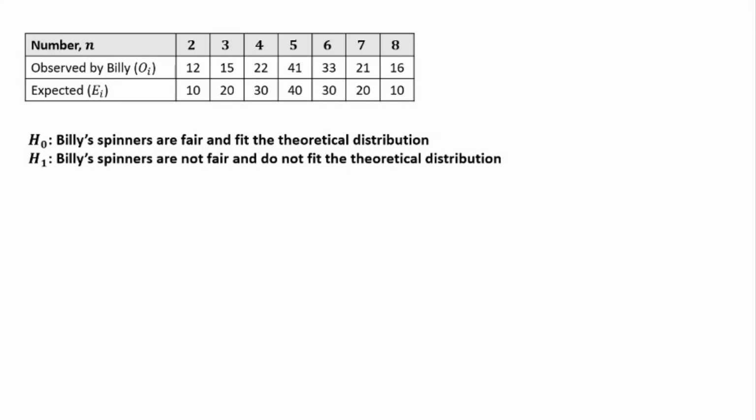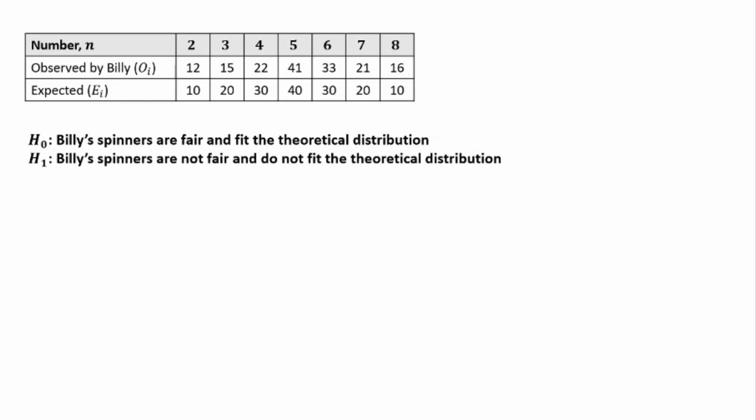So my null hypothesis is that Billy's spinners are fair and they fit the theoretical distribution. Since this distribution doesn't have a specific name, it's just that they're fair and they fit the theoretical distribution. My alternate hypothesis is that Billy's spinners are not fair and they do not fit the theoretical distribution. Okay, so we just got to get those hypotheses.